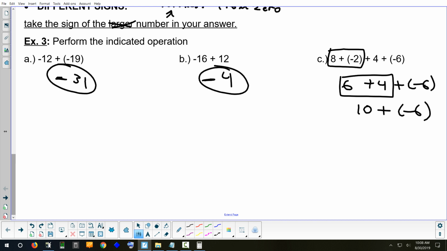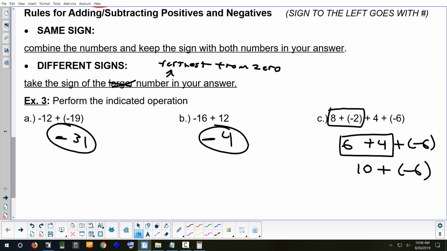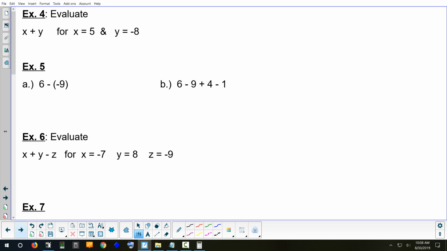Opposite sign. Positive, negative. If I get stuck, I say, okay, take the sign of the number that's farther from 0. 10 is farther away than negative 6 from 0. 10 is positive. It means my final answer is positive. And then ask, okay, what's the difference between 10 and 6? 4. All right. So that's how I think of adding with same signs and different signs.